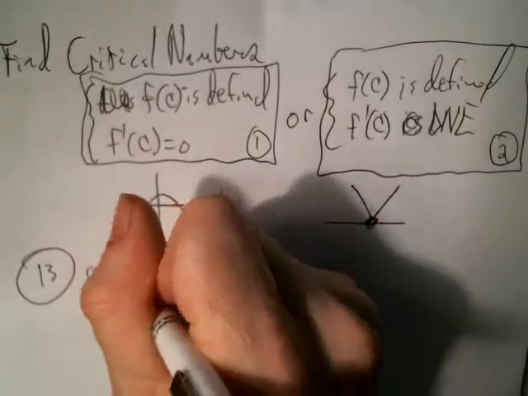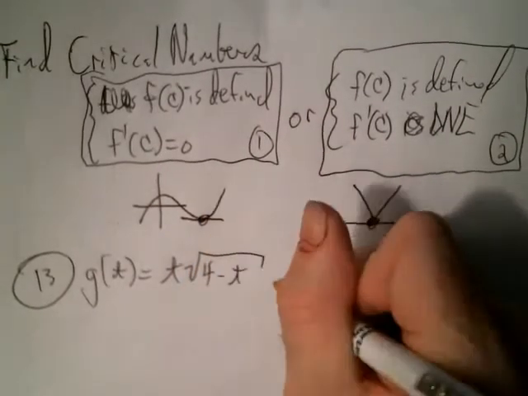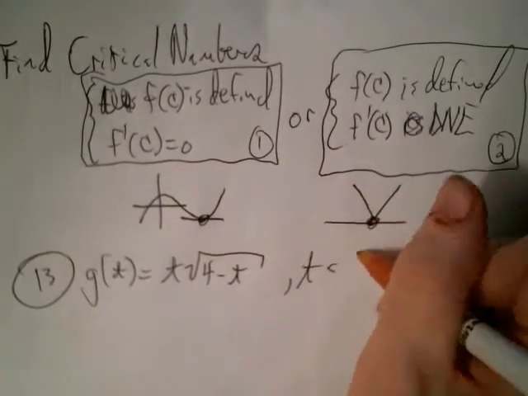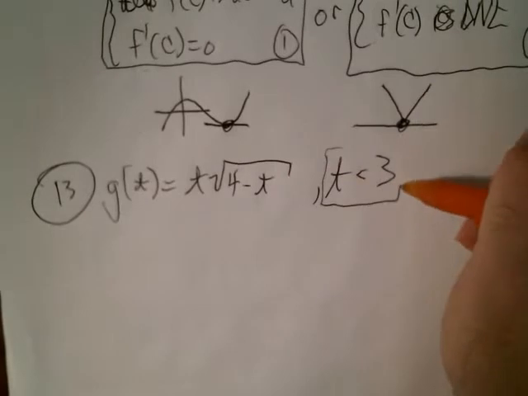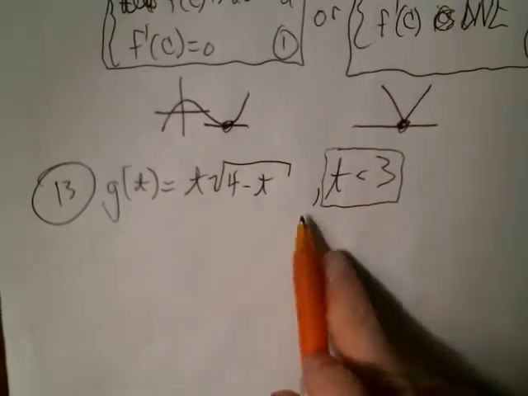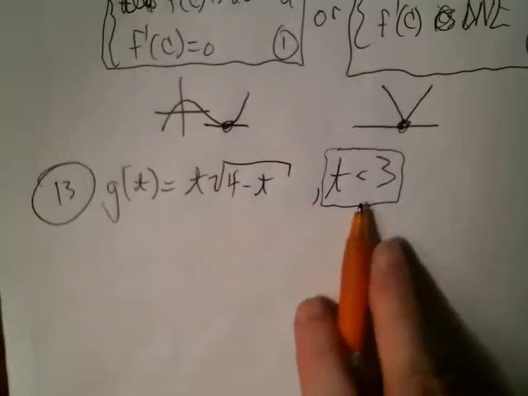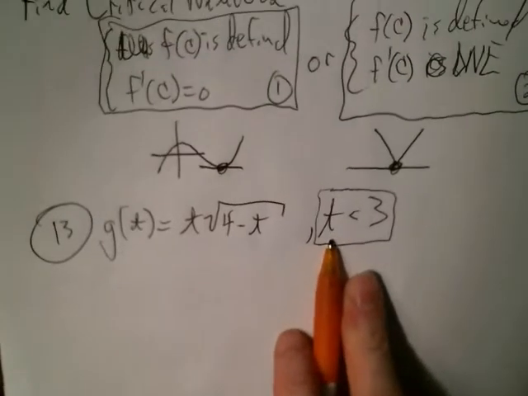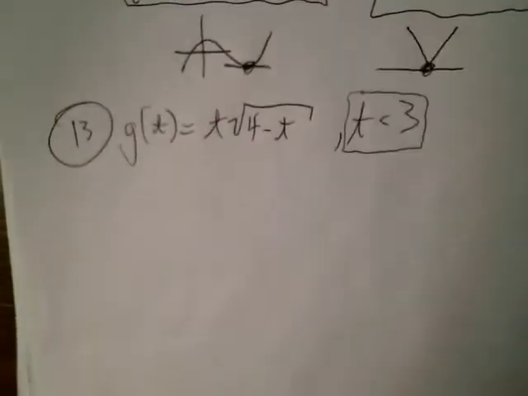So anyways, 13, g of t is equal to t times the square root of 4 minus t, and t is less than 3. Okay. So they've helped us here with the domain. Implicitly the domain should just be t less than 4, but I think this is going to exclude maybe one of these guys right here.